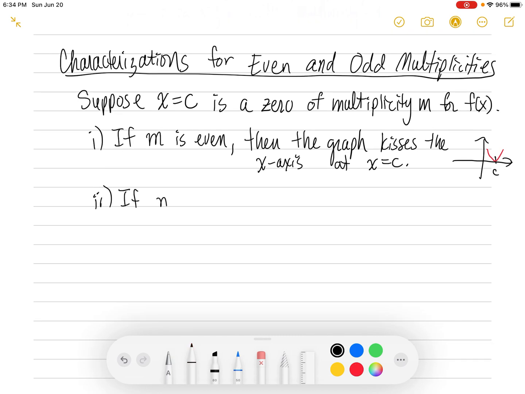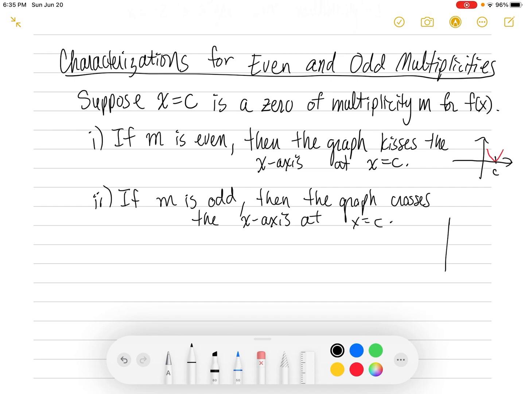And what happens if m is odd? What if the multiplicity of that 0 is odd? Then the graph would cross. Rather than kiss, it would cross the x-axis at x equals c. Drawing a little picture of that, I have my x-axis, and let's say c is the 0, or the x-intercept, of multiplicity m, and m is odd. That would be something like this. You'd actually go across the x-intercept, rather than kissing it like in the first example.